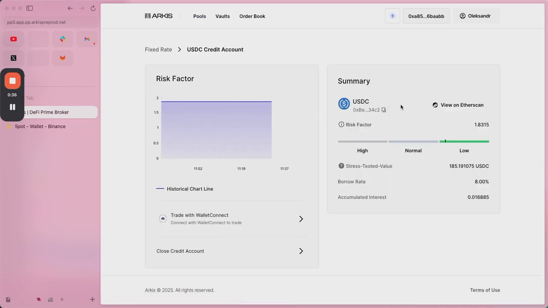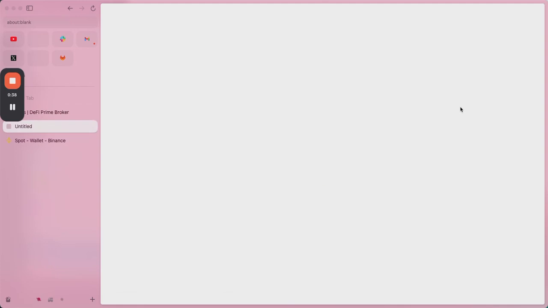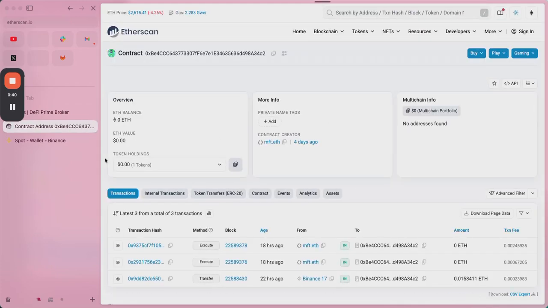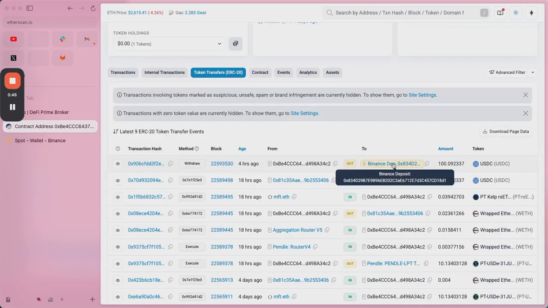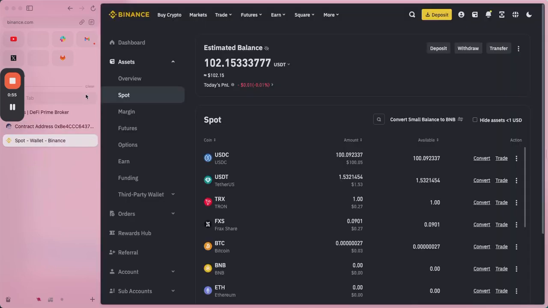As you can see now, the portfolio summary and risk factor did not change a lot. But if we take a look at the constituents of the portfolio of the smart contract, we can see that actually there was a transfer to the Binance sub account. If we go to Binance's interface, we can see that USDC has been transferred to the sub account, and it's been already tracked by Arkis's margin engine.